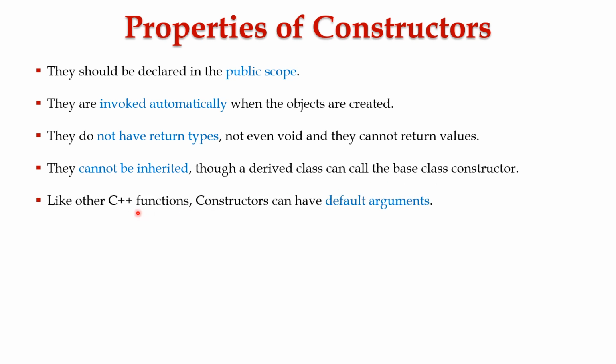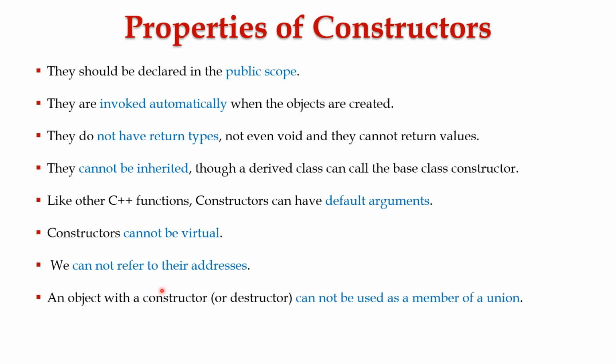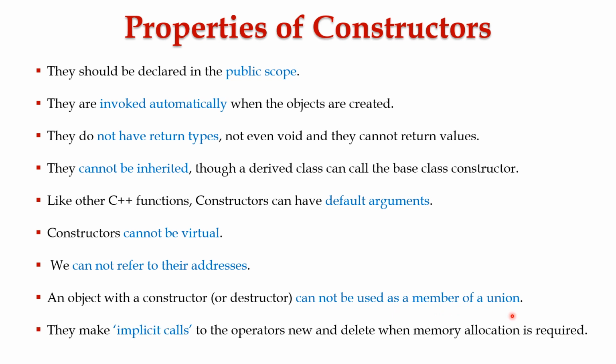Like other C++ functions, constructor can have default arguments. Constructors cannot be virtual. We cannot refer to their addresses. An object with constructor cannot be used as a member of a union. They make implicit calls to the operators new and delete when memory allocation is required.